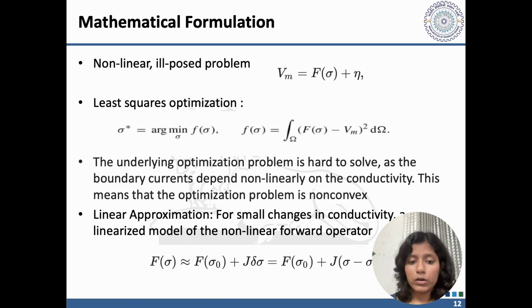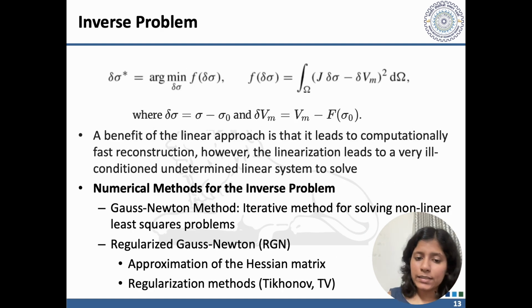So what do we do to solve it more easily? We take the linear approximation. That is, we use the linearized model of the non-linear forward operator. As we can see in this slide, we have linearized our least squares optimization problem. The benefit of the linear approach is that it leads to computationally fast reconstruction. However, the linearization leads to a very ill-conditioned, underdetermined linear system to solve.